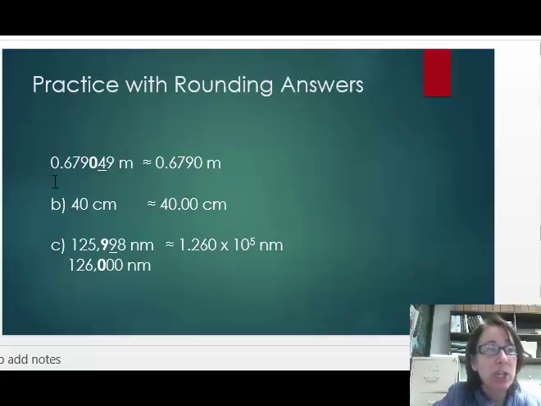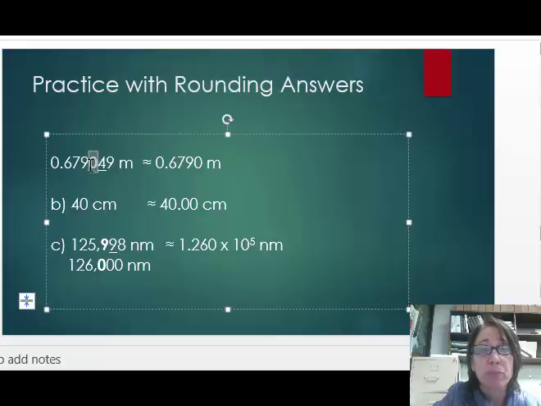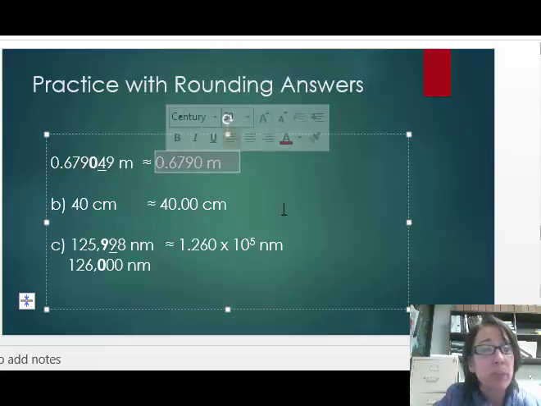Our last allowable digit in 0.679049 meters is the 0. I look at the digit to the right of the 0, which is 4. I do not round up since 4 is less than 5, and this value rounds to 0.6790 meters. This value has 4 sig figs.